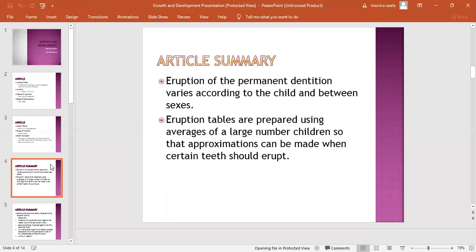So moving on to the article summary, eruption of the permanent dentition varies according to the child and between sexes. Eruption tables are prepared using averages of a large number of children so that approximations can be made when certain teeth should erupt.